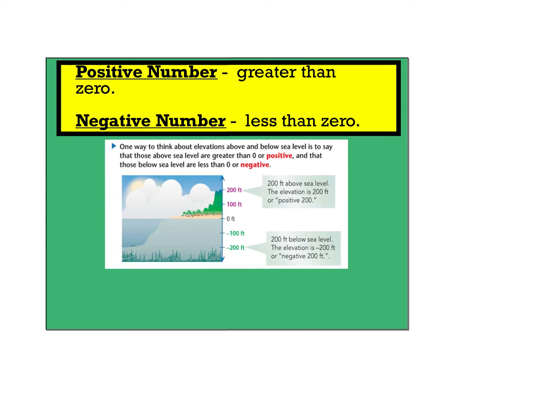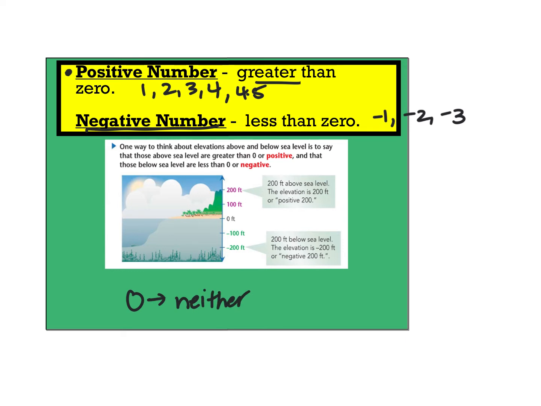So you've seen this before, and I don't think I need to go over it too much, but a positive number is any number that's greater than 0. So 1, 2, 3, 4, those are all positive numbers. 4.5, okay, those are positive numbers. Negative numbers are any number that's less than 0. So -1, -2, -3, etc. Those are less than 0. 0 would be neither. So 0 is neither positive nor negative. So positive is bigger than 0, negative is less than 0.